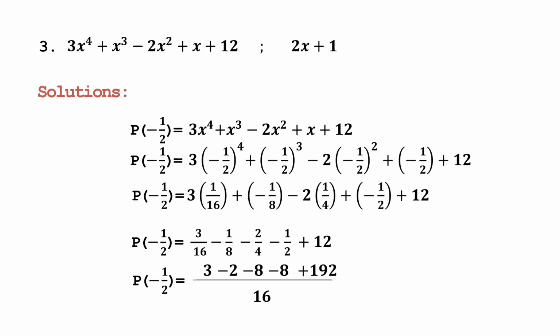And then we simplify this one by subtracting and adding the numerators. So we have 177 over 16. We leave our answer in this form, improper fraction. That means our remainder here is equal to 177 over 16.